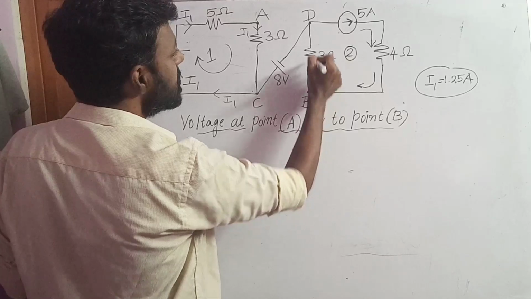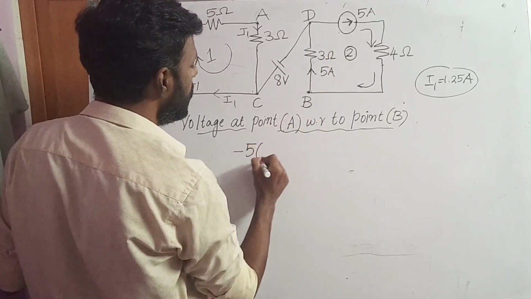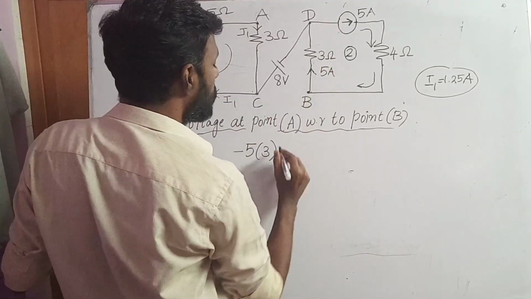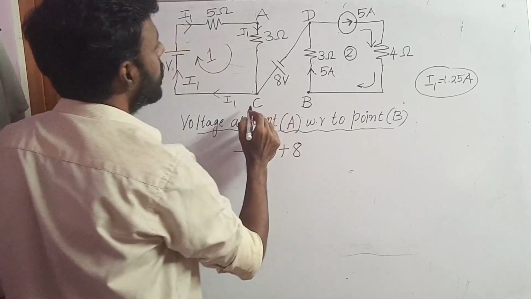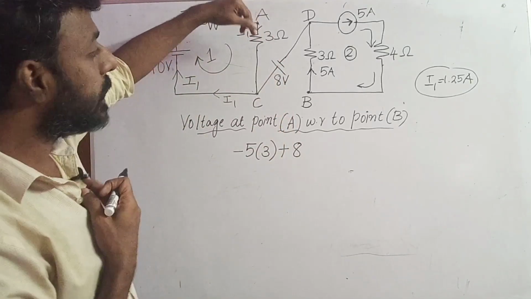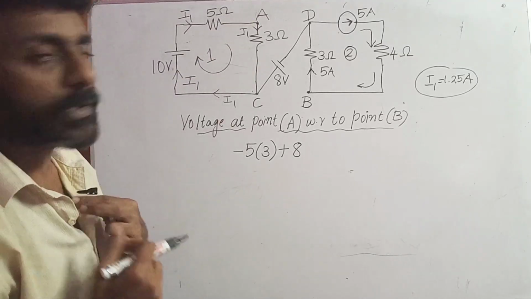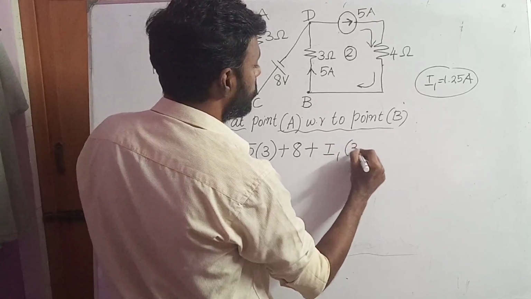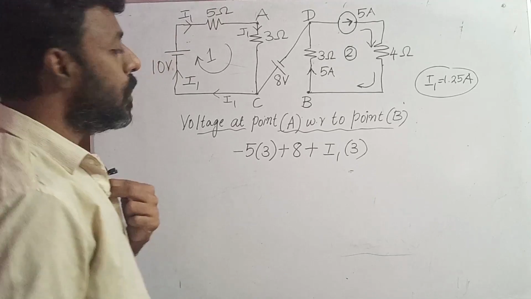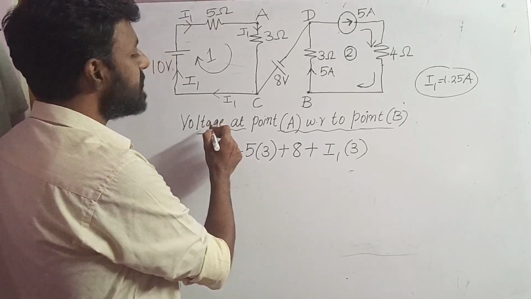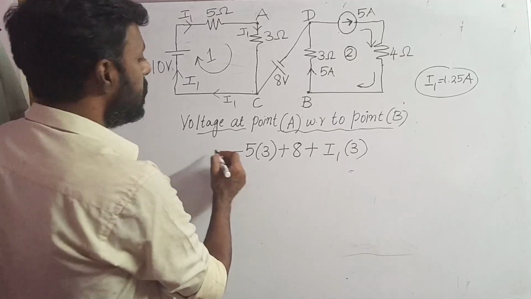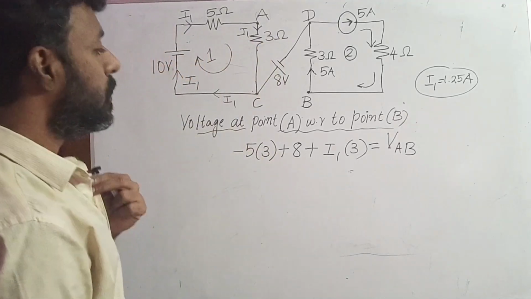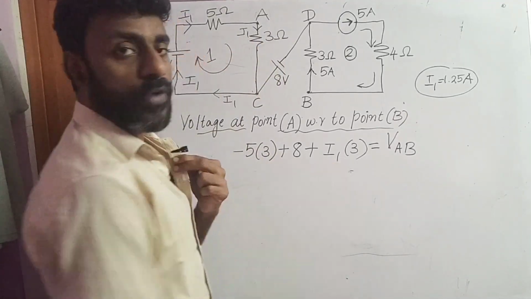it will be minus 5 into 3. Again here, when I travel from D to C, it will be plus 8. When I travel from here, I encounter a current that is coming in the opposite direction of my travel. So what I do is I add plus sign and put I1 into 3, which is nothing but voltage at point A with respect to point B, which is called VAB. So I know the value of current I1.